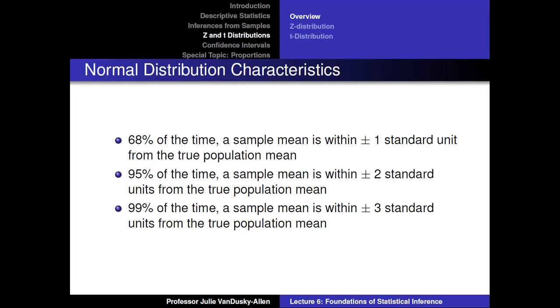These characteristics mean that 68% of the time, a sample mean will be within plus or minus 1 standard unit of the true population mean, and 95% of the time, a sample mean should be within plus or minus 2 standard units of the true population mean, and 99% of the time, a sample mean should be within plus or minus 3 standard units of the true population mean.